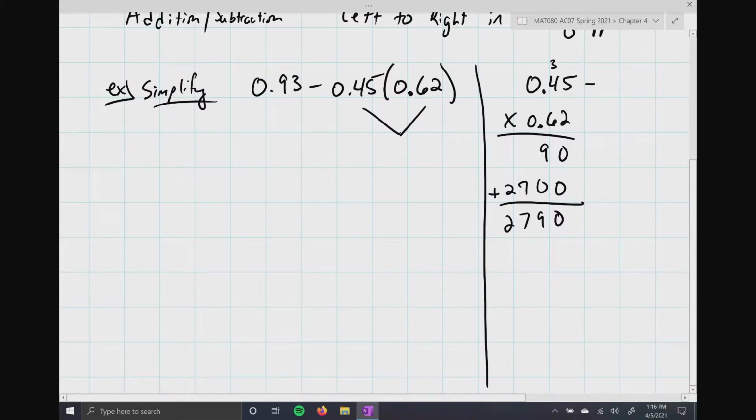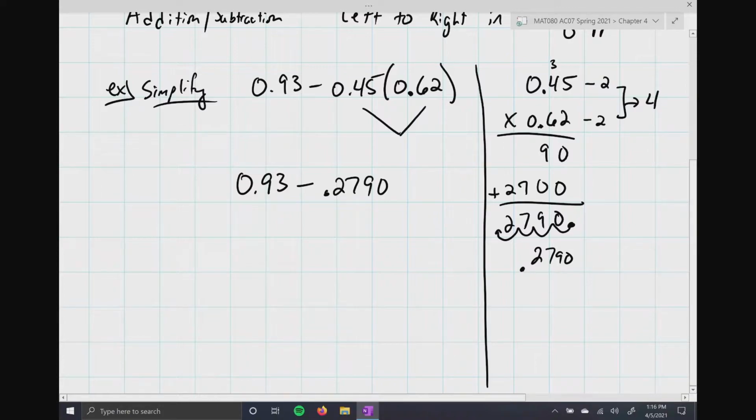So now I need to place the decimal. 2 decimal places in the first number, 2 decimal places in the second number, for a total of 4. So I put it on the far right and move it 4 places to the left. 1, 2, 3, and 4. So I have 0.93 minus 0.2790.